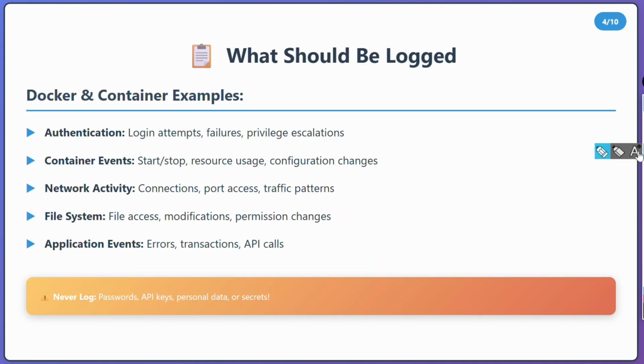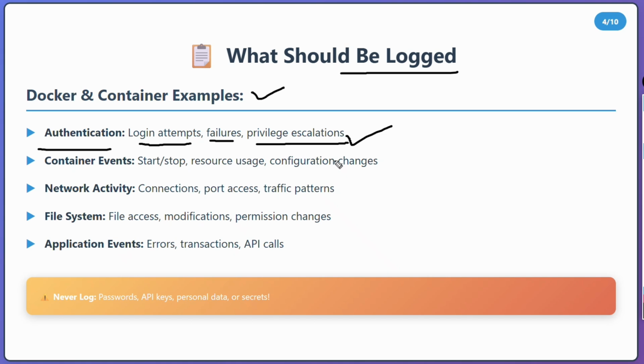Coming to the next point, we will discuss what should be logged, especially in Docker and containers. These are some examples of what needs to be considered. The first one is authentication. We always need to log authentication events like login attempts, failures, and privilege escalations. These are key indicators of potential attackers. The second one is container events, that means when a container was started, when it was stopped, resource usage, and configuration changes.